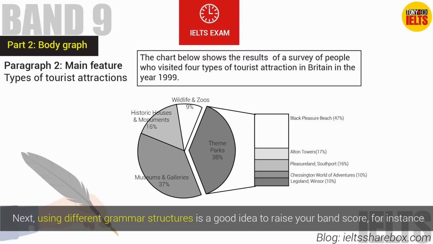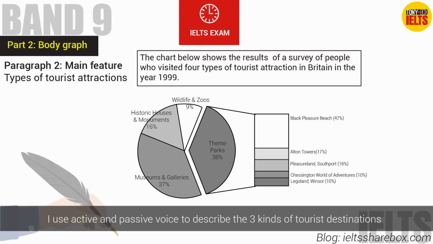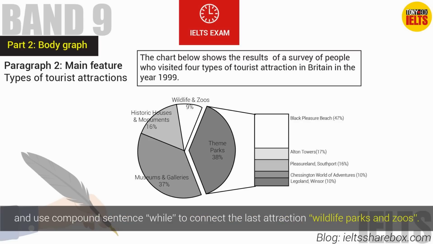Next, using different grammar structures is a good idea to raise your band score. For instance, I use active and passive voice to describe the three kinds of tourist destinations: theme park, museum or gallery, and houses and monuments, and use a compound sentence with "while" to connect the last attraction, wildlife parks and zoos.